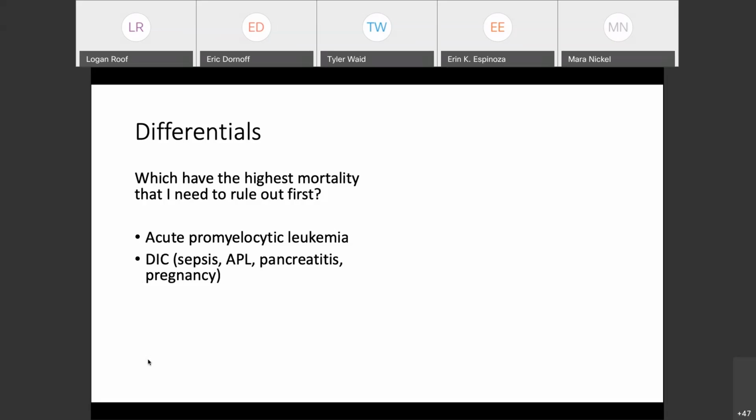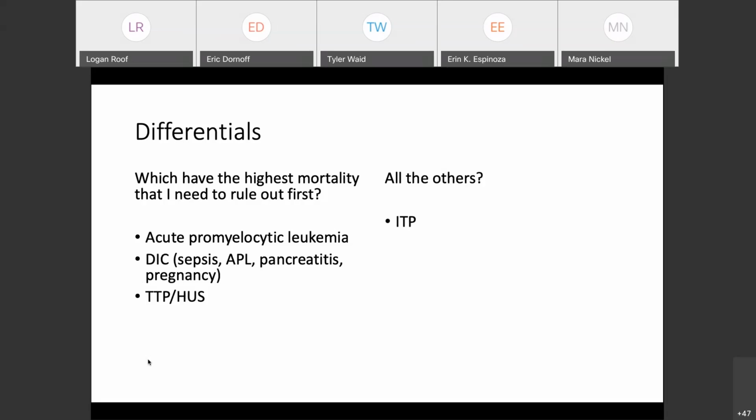But of course, we see DIC in sepsis, pancreatitis, and pregnancies. So DIC is another differential. And then, of course, the one that you guys love to consult hemonc on, and we don't mind it at all, but TTP and less commonly HUS.